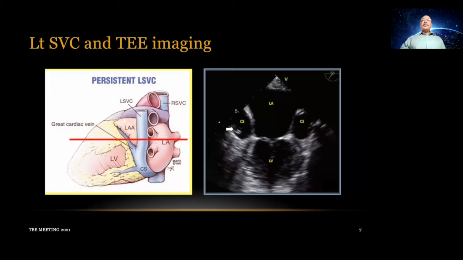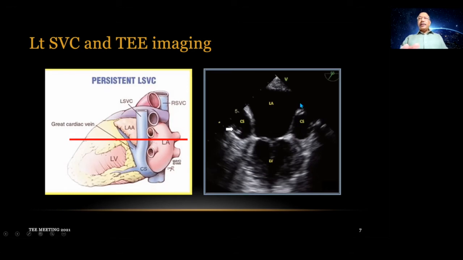Now let's talk about its TEE imaging. You can see it very well, this is the 4-chamber view. During the 4-chamber view, with a little bit of steering up of the transducer, what you can see is the left SVC and maybe the coronary sinus on the left side opening into the right atrium. So this is the enlarged coronary sinus, and here you can make out that the left SVC is joining the coronary sinus.